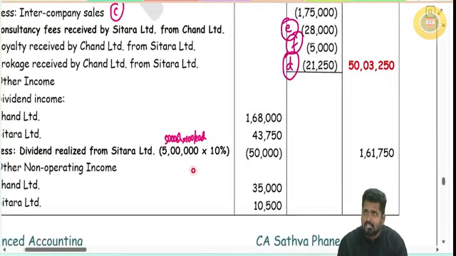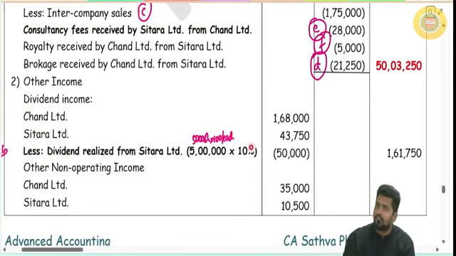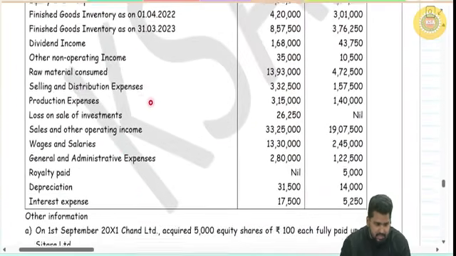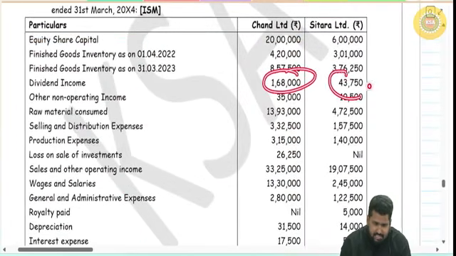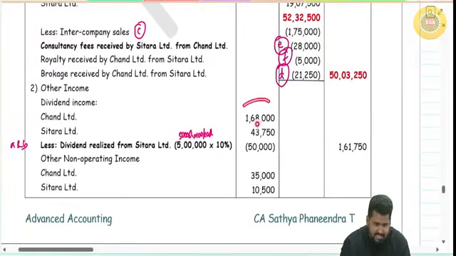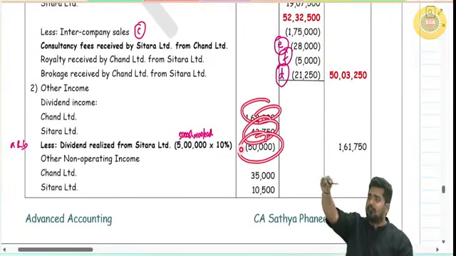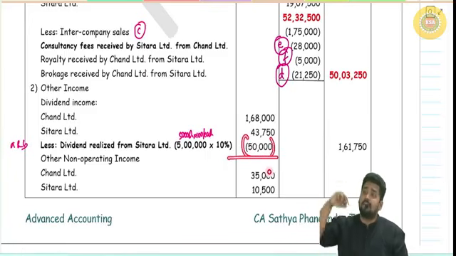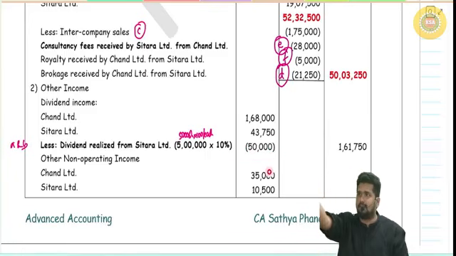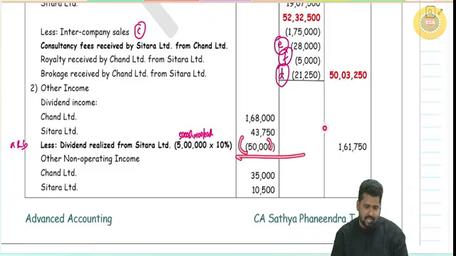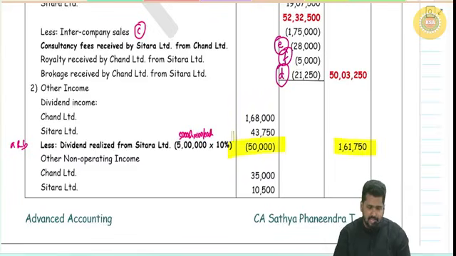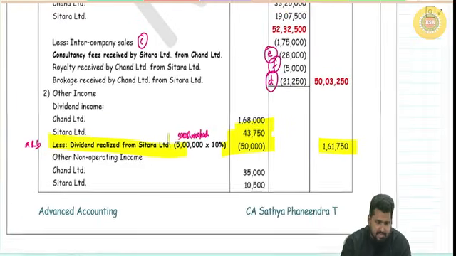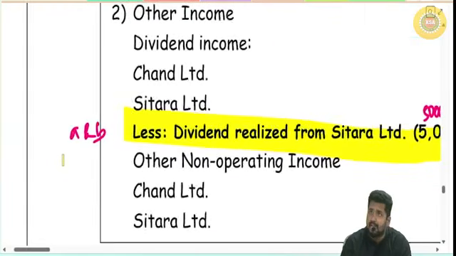Correct? So how much is the income we are realizing? 50,000. Can I show it as an internal income? No. So when it comes to dividend income, it is 168 and 43,750. Within that, one company has paid, one company has received. For me it is an income, it should be subtracted. For them it is appropriation, payment and all, it will not be there. Clear? So subtract 50,000, take 161,750. This is for the first. So A and B point is for the dividend received from Sitara. I have written C. A and B point adjustment.